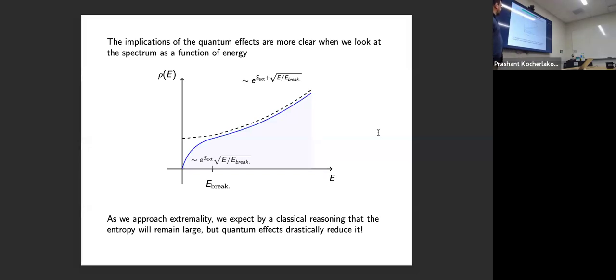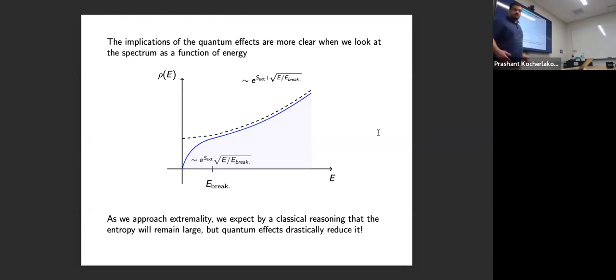Okay, so the implications of the quantum effects are more clear when we look at the spectrum. This is the black hole spectrum as a function of the energy, the mass above extremality. If we go far away from extremality, the density of states grows exponentially with the extremal entropy and with the energy. If we lower the temperature, classically without any quantum effects, the density of states would go to a constant that is exponential in the extremal entropy, where this energy vanishes. But instead, when we include these quantum effects, the density of states, instead of remaining large, goes to zero below this breakdown scale, to this order in the approximations.